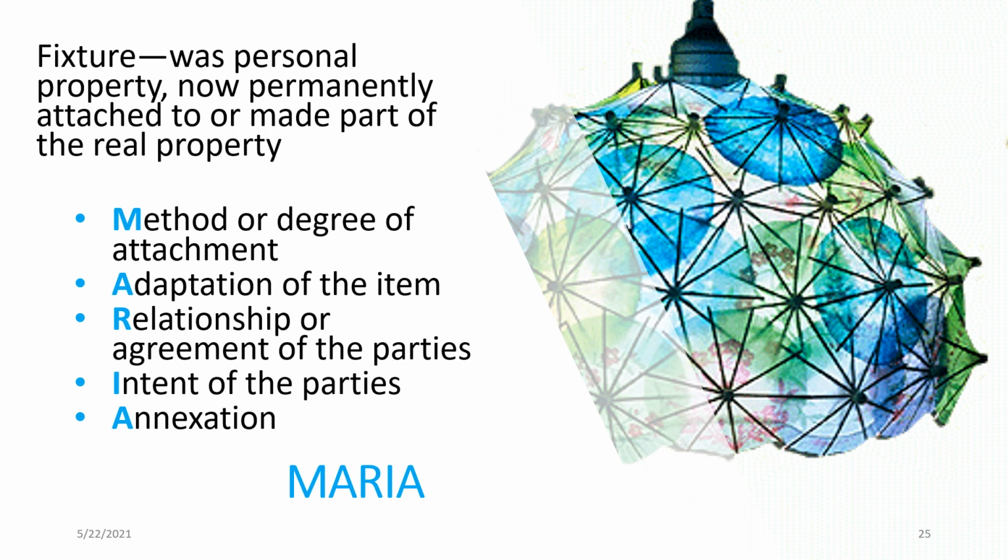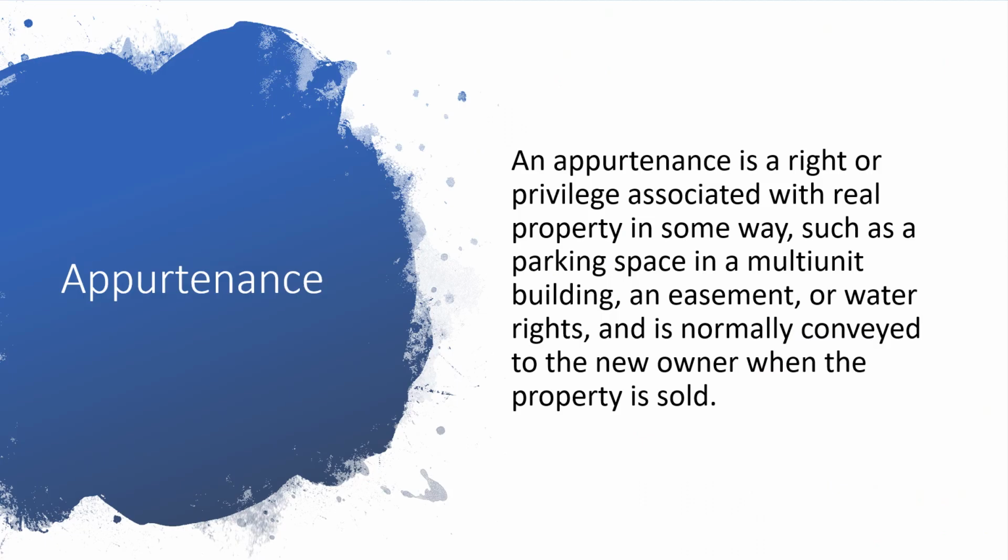Fixtures. A fixture was personal property now permanently attached to or made part of the real property. There's an acronym to help you remember that. It's called MARIA: Method or degree of attachment, Adaptation of the item, Relationship or agreement of the parties, Intent of the parties, and Annexation. An appurtenance is a right or privilege associated with real property in some way, such as a parking space in a multi-unit building, an easement, or water rights, and is normally conveyed to the new owner when the property is sold.